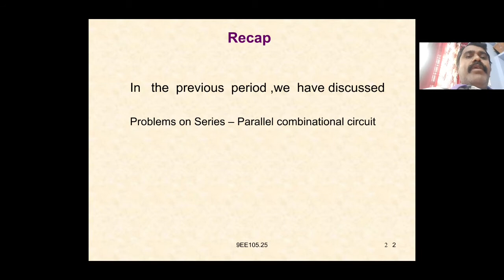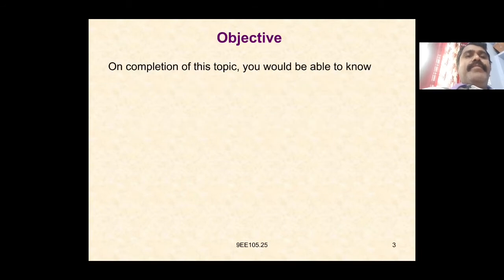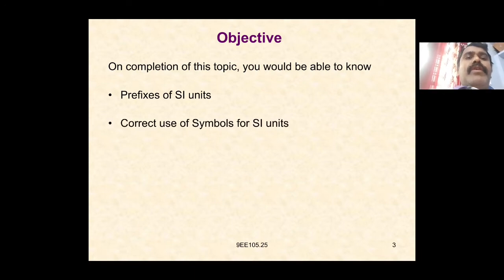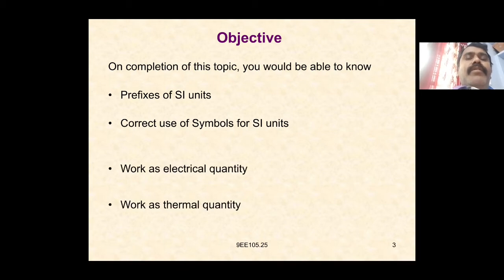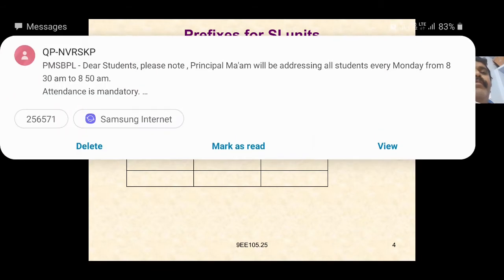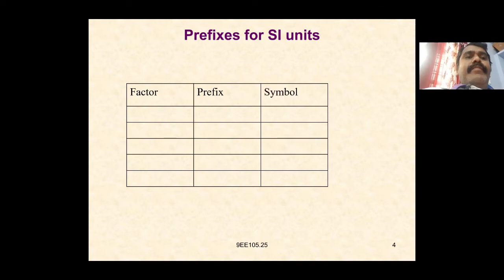In the previous period we discussed problems on series and parallel combination circuits. On completion of this period you would be able to know the prefixes of SI units, correct use of symbols for SI units, work as an electrical quantity, and work as a thermal quantity. Prefix and symbol: 10 to the power of 24 is yotta, indicated by Y.